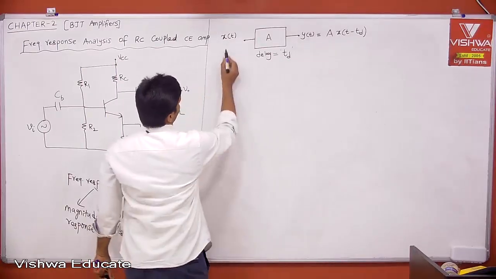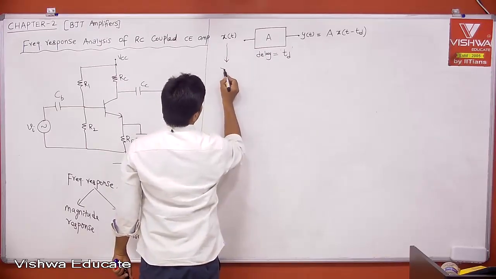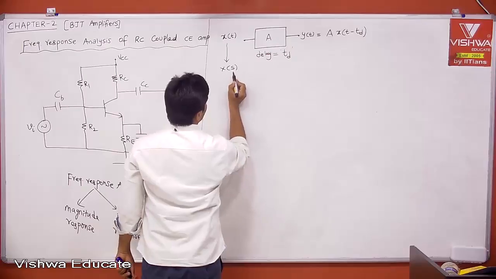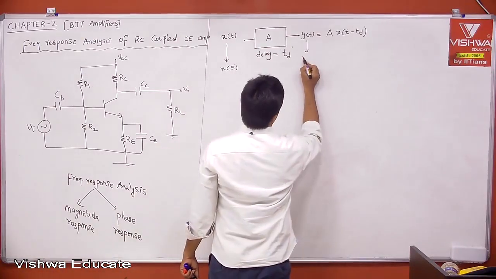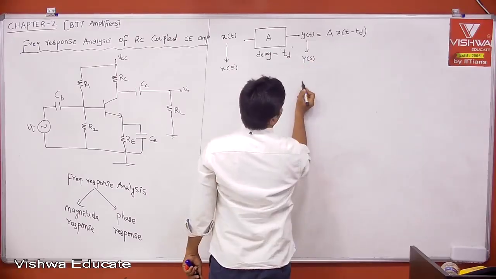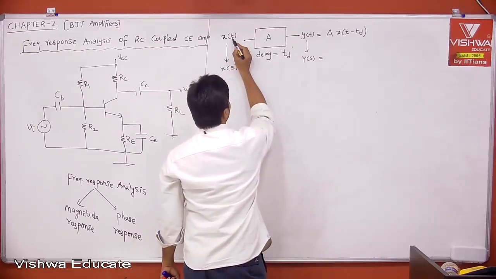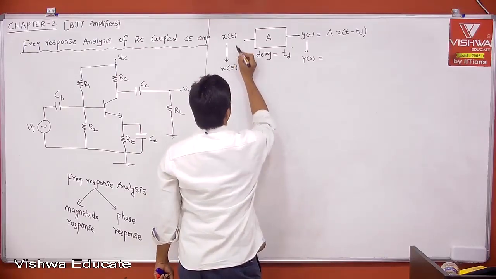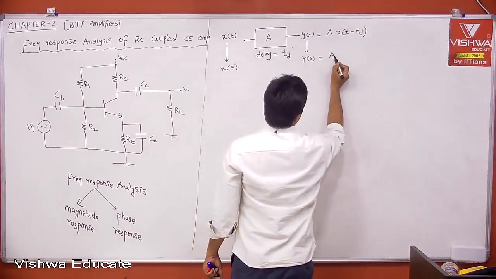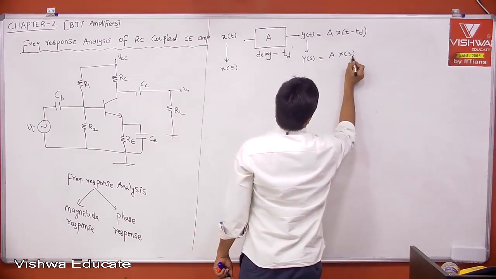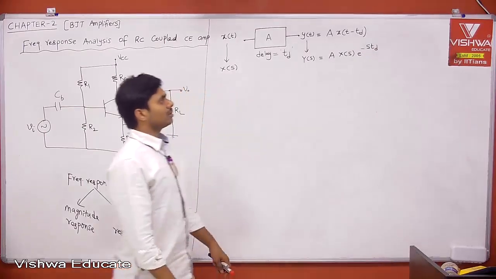Now let me convert into frequency response. That is easy. If x of t, then you will get x of s. Finally, I will substitute s equal to j omega. Then y of t has y of s. Therefore, tell me what is y of s. If x of t is x of s, then A into x of t is A into x of s. Then x of t minus TD is nothing but A into x of s into e to the power of minus s into TD. This is your y of s.